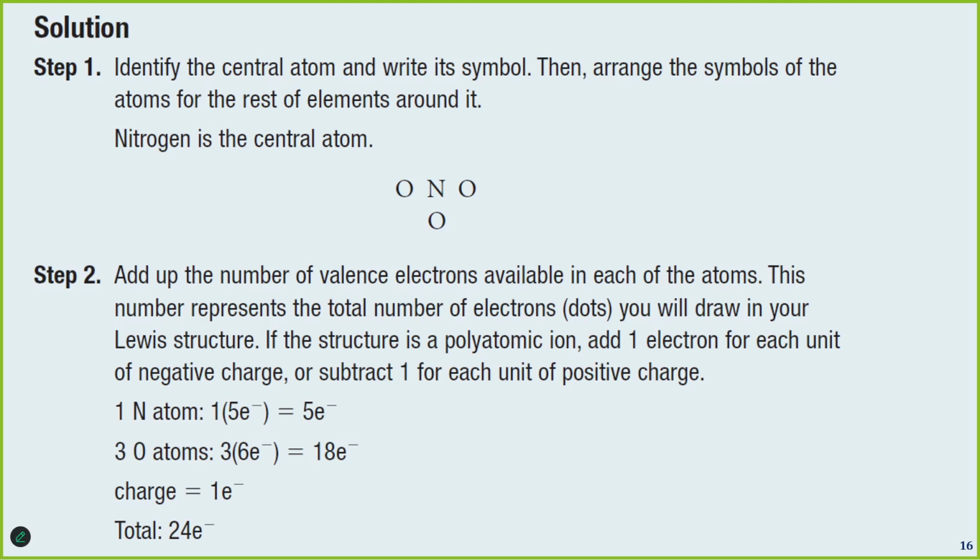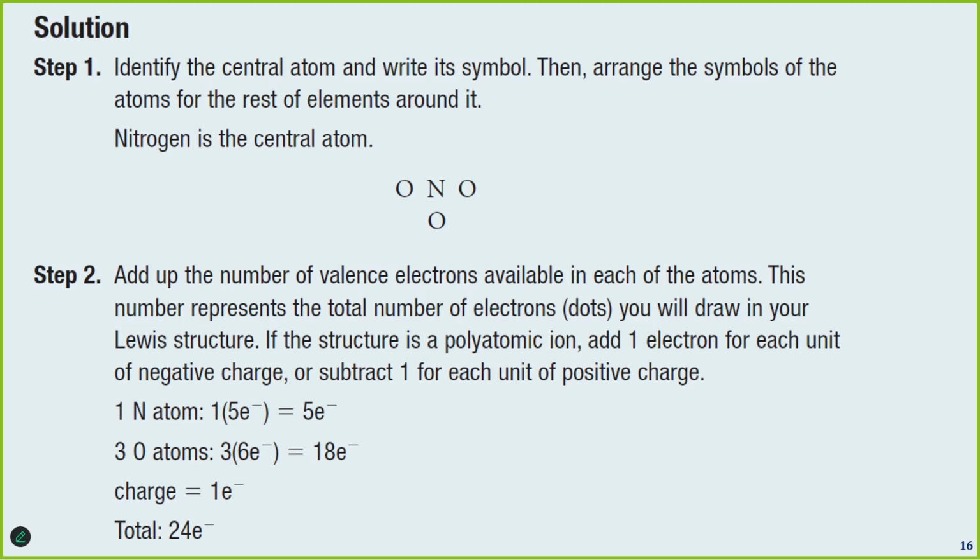Okay, let's have a look at the solution together. Step 1, again, identify the central item and write its symbol. Then arrange symbols of the items for the rest of the elements around it. So in this case, nitrogen is the central item. And step 2, add up the number of valence electrons available in each of the items. This number represents the total number of electrons or dots we will draw in our Lewis structure.